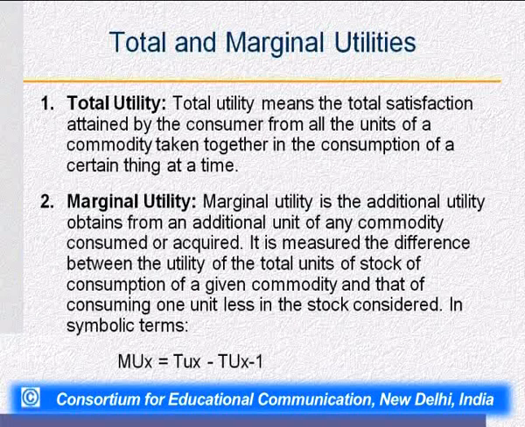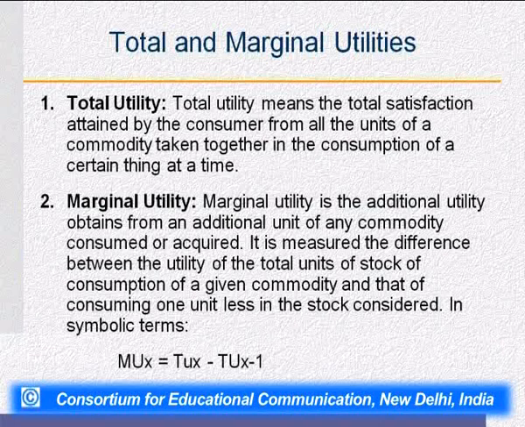What is the meaning of total utility? Total utility means the total satisfaction attained by the consumer from all the units of a commodity taken together in the consumption of a certain thing at a time. Whatever you consumed at a particular time, suppose you can consume 5 chapatis in a particular time and you get a satisfaction of near about 50 utils, then you can say the total utility is 50.